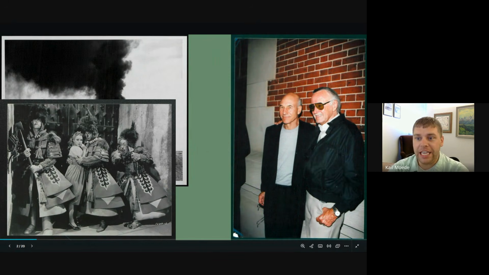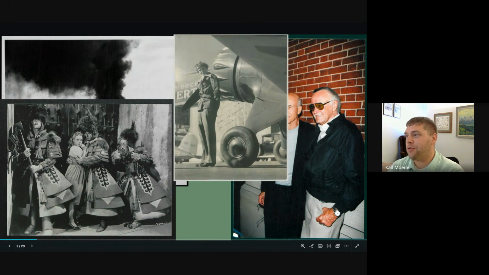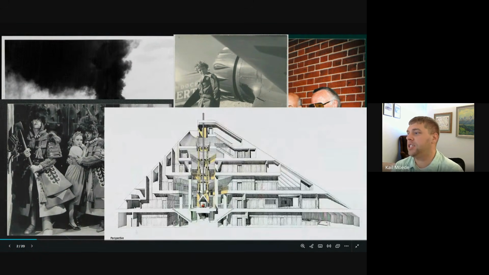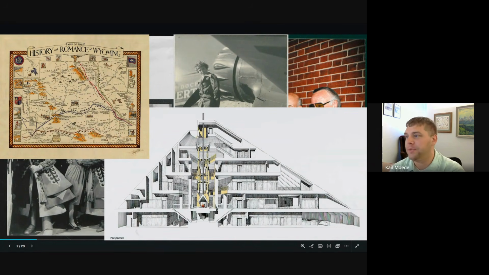This is from Stan Lee's collection. This is him with Patrick Wilson. So that's not Patrick Wilson, Patrick Stewart. I'm so sorry, I said the wrong last name. But that's a photo from his collection. It's a photo from one of ours of Amelia Earhart. We also do things such as blueprints or architectural drawings, maps. So lots of different things that we see.